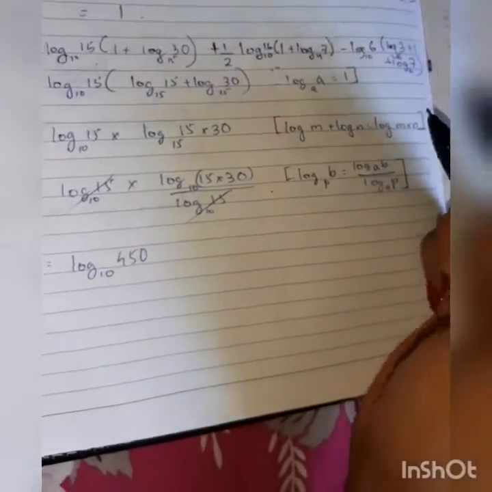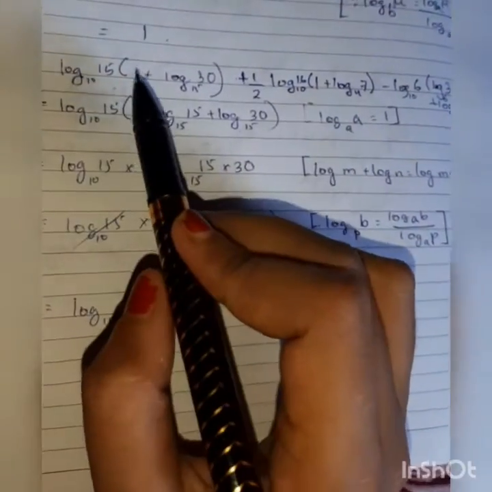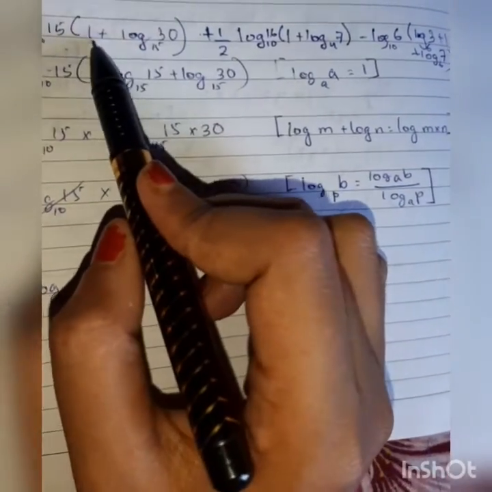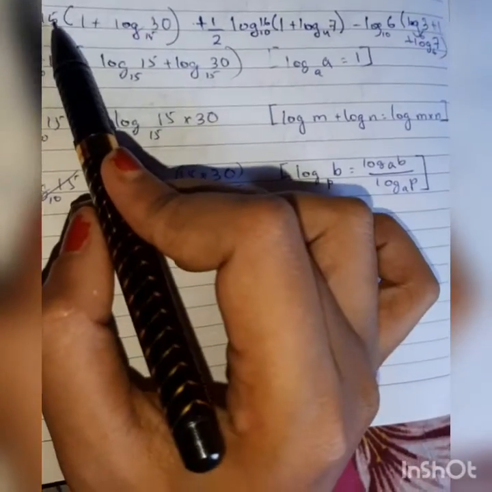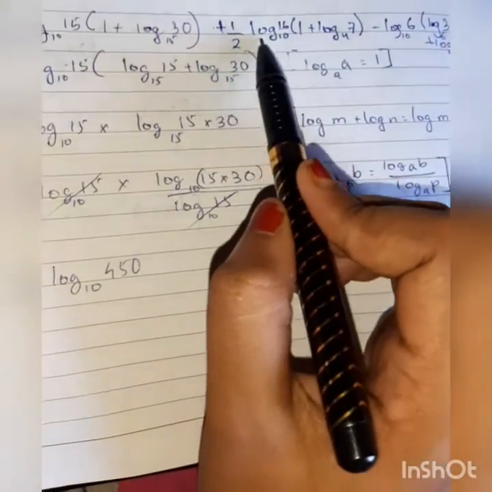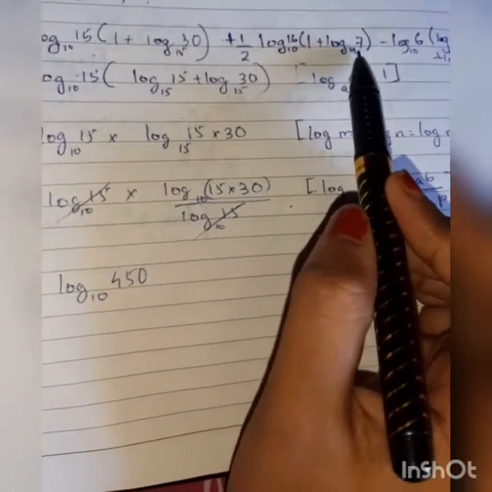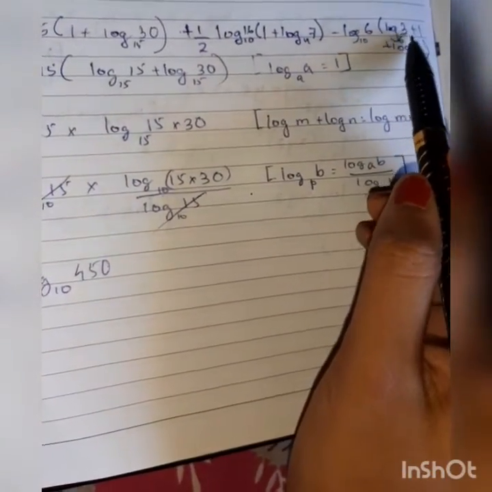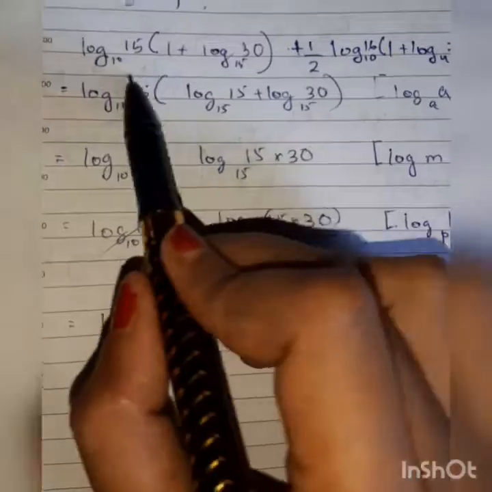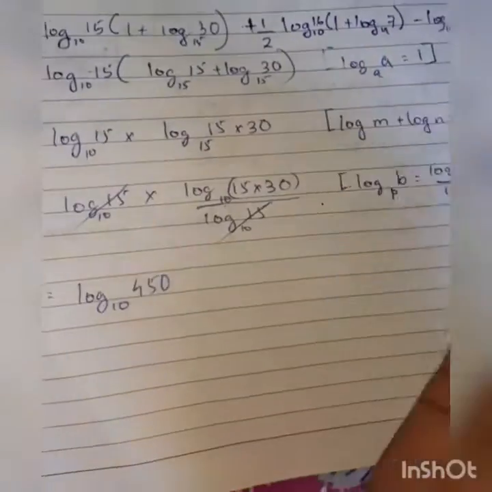In question number 5 part 2, I will give you a hint. See, there are 3 terms on the left hand side. Log 15 to the base 10, whole multiplied by 1 plus log 30 to the base 15. What is similar? This base and this one are similar. Again plus half into log 16 to the base 10, 1 plus log 7 to the base 4, minus log 6 to the base 10, log 3 to the base 6 plus 1 plus log 7 to the base 6. Now I am showing you only the first term. You will use this concept to solve the remaining 2 and make it equal to the RHS.